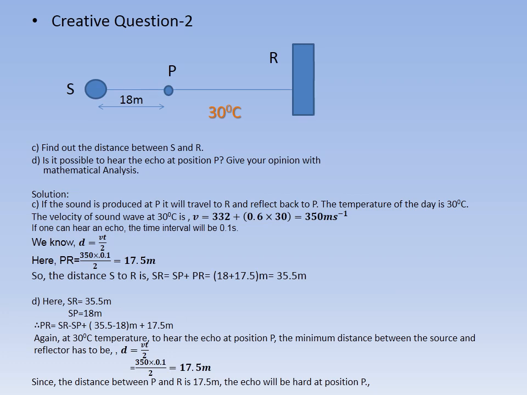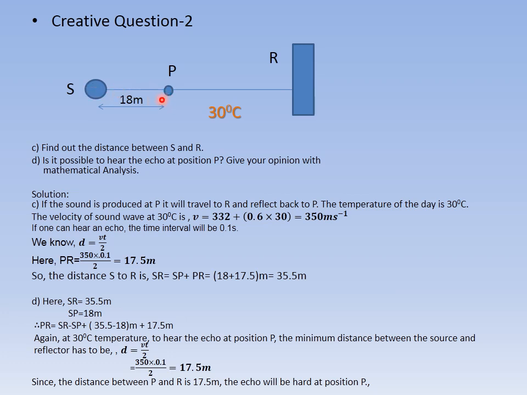Dear students, this is creative question number 2. This is a stamp. Actually, this is not a written stamp; this is a figure, which is your stamp. As you can see, there is a source, S, there is a reflector, R, and there is a point of position of any person or anything, P.